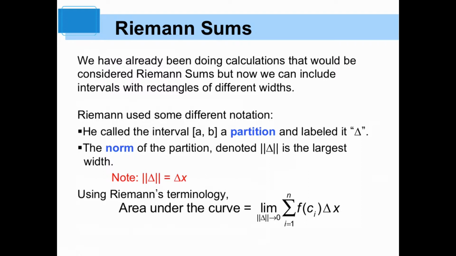What is a partition? What is a norm? What's the notation to represent each of those things? Okay, and then the big thing is the concept, and you already have the concept that we want the width of the rectangles to be very skinny, or we want the number of the rectangles to get very large. Okay, that's eventually what we're going to do, and when you do that, you get what's called a definite integral.